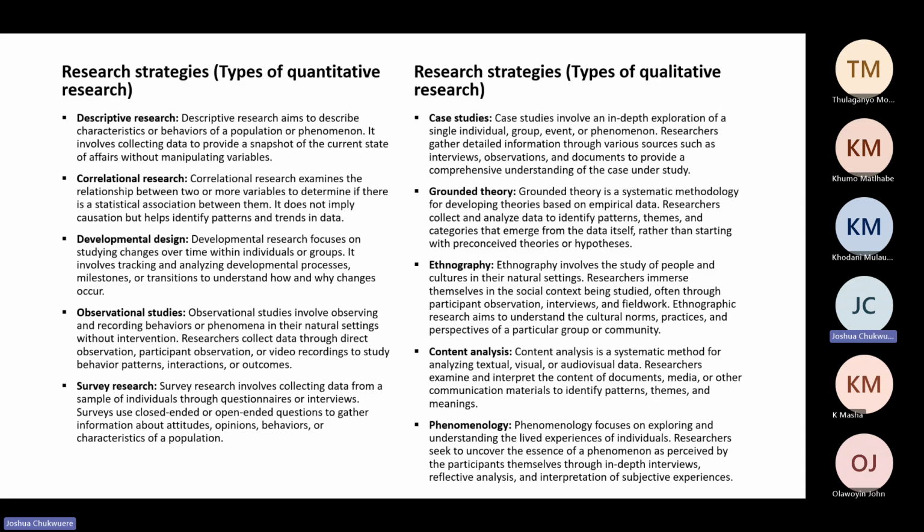Grounded theory is a systematic method for what? For developing theory based on empirical data. When we talk about empirical data, what we simply mean is that it is based on quality, based on primary data, or sometimes based on existing scientific knowledge. But in this case right now, you want to build your theory based on a primary source of data.